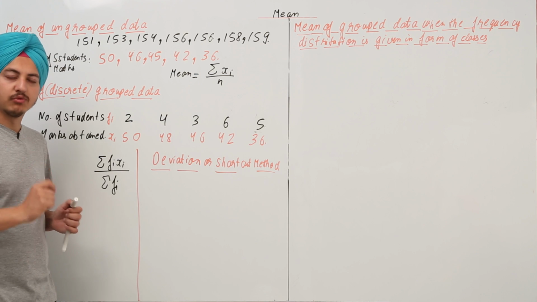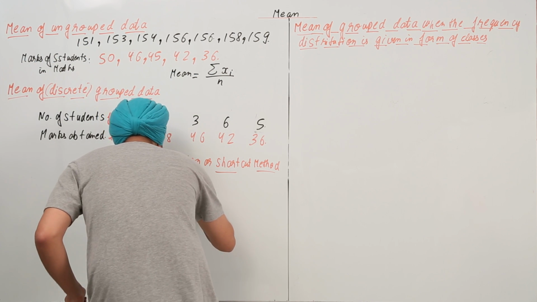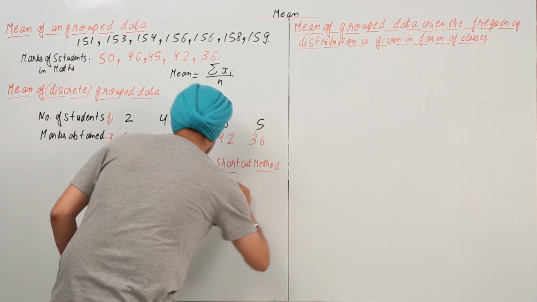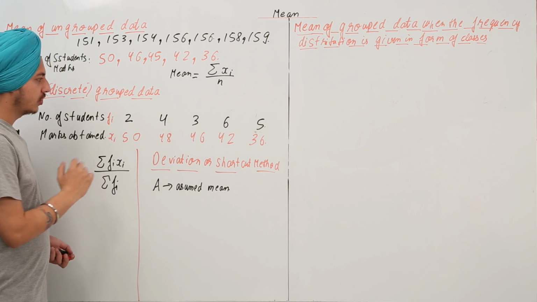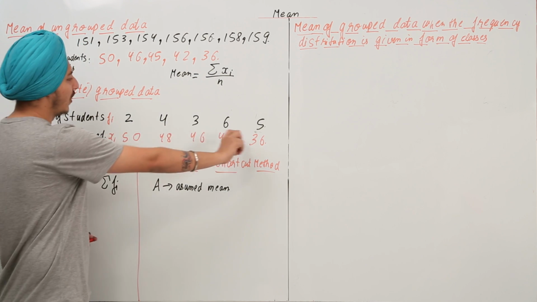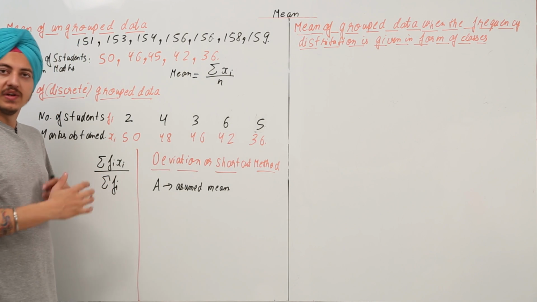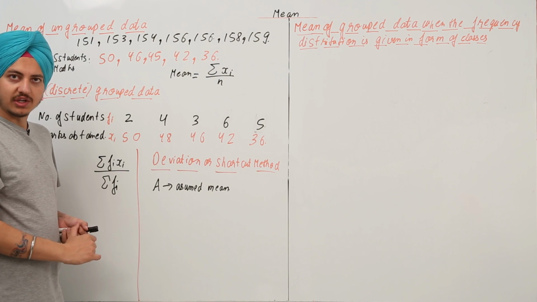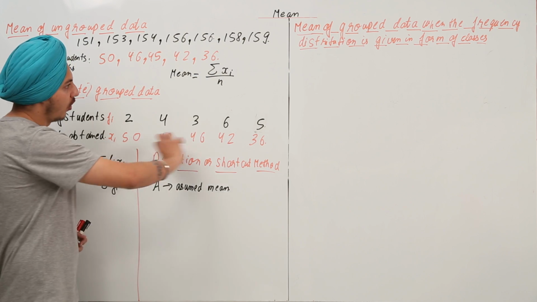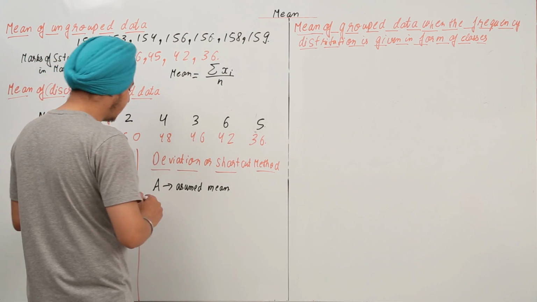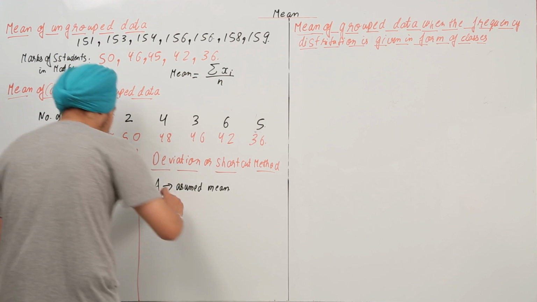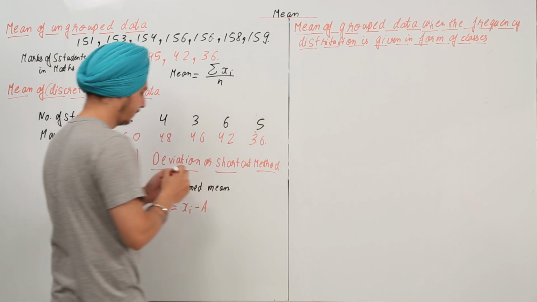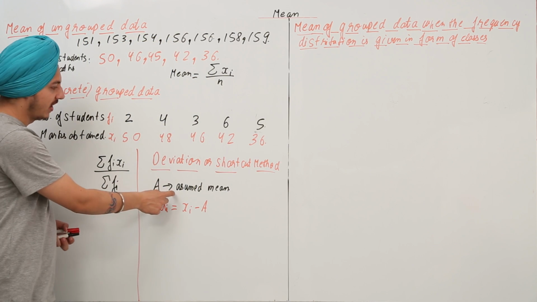In the deviation or shortcut method there is a term called assumed mean that is represented by A. Now what is this assumed mean? What you do is you just assume one mean out of all of these, okay? Let's say that the assumed mean is 46. So I subtract 46 from all of these and I calculate di. These all are xi, right? So I calculate di, that is xi minus A, right?